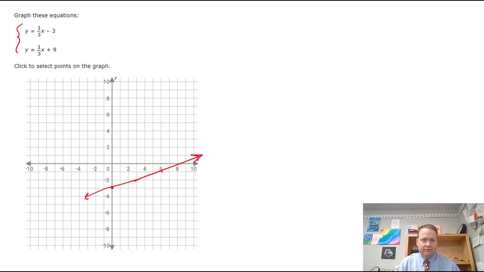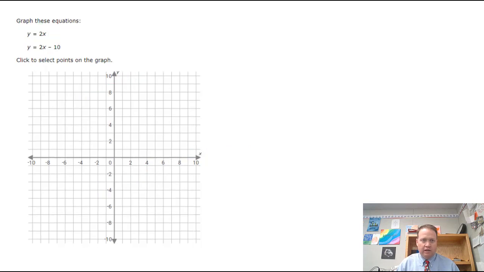Then we're going to graph the other one, which is 1/3 x plus 9. So we'll start up 9, and we'll go up 1 and over 3. I'm going to go down 1 and over 3 here, and if I draw that line, you'll notice that these lines will never touch. They're parallel. They have the same slope, but they have different y-intercepts. So they'll never touch, and that means that they have no solution.